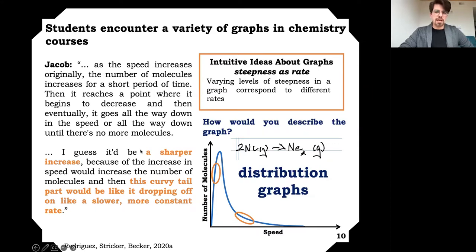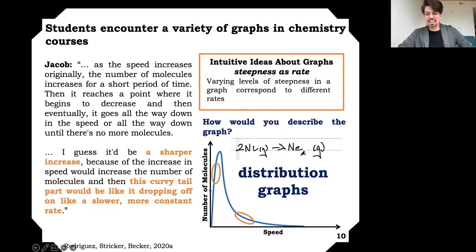If we focus on the second part of Jacob's discussion here, he's focusing largely on slope and the shape. And this is similar to what we saw with the previous student, Nancy, with the concentration versus time graph, reasoning with this intuitive idea that steepness provides information about rate. So we have a sharper increase, and then this tail end that drops off, and the rate is more constant.